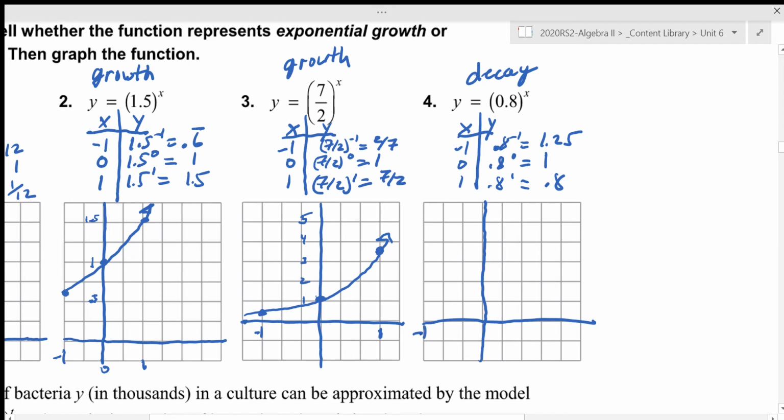All right, let's put -1 out here, 1 out here, and go up by 1 every 2 boxes. All right, so at -1, we're at 1.25. At 0, we are at 1. And at 1, we are at 0.8. Now again, this looks linear, but it's really curving downwards here because it's an exponential decay function.